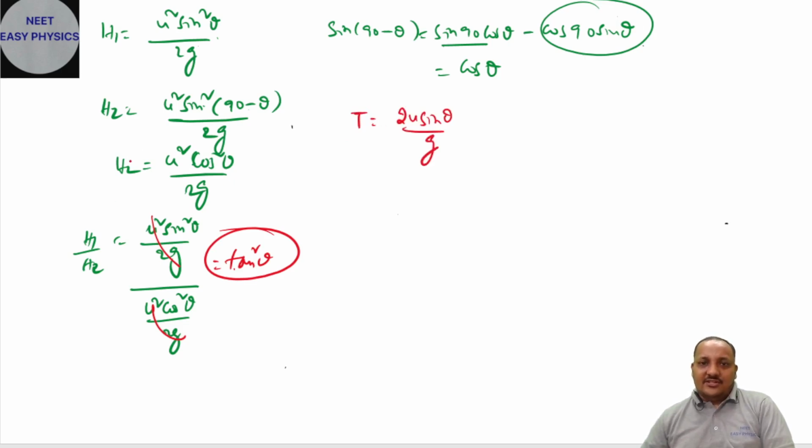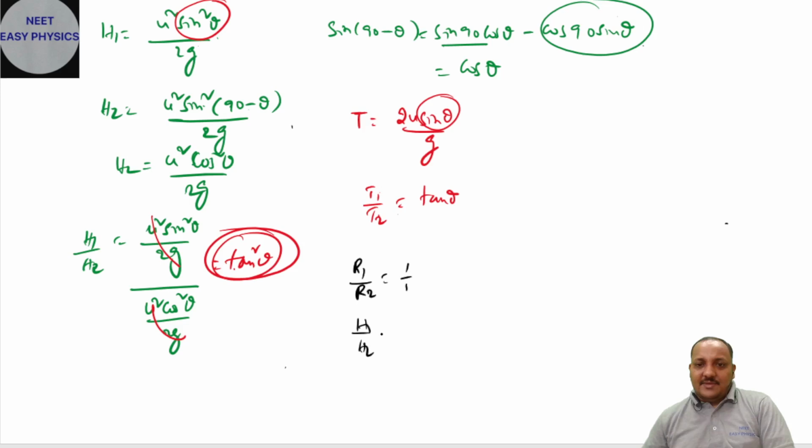Now, you can see the logic. Whenever we had sin square, we got tan square. Now, here sin theta is there. Without derivation, we can write the total time ratio is going to be tan theta. So, now you can remember all of them. What is the range ratio for complementary angles? 1:1. What is the maximum height ratio for complementary angles? Tan square theta. What is the total time, or time of ascent, time of descent ratio for complementary angles? Tan theta.